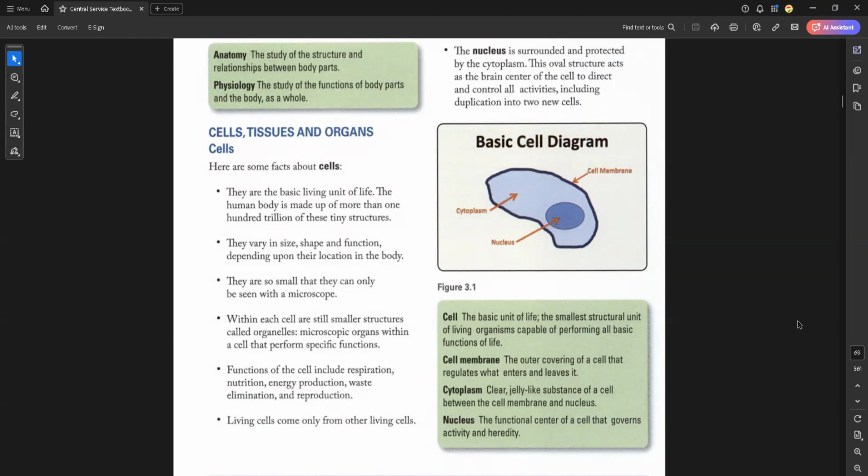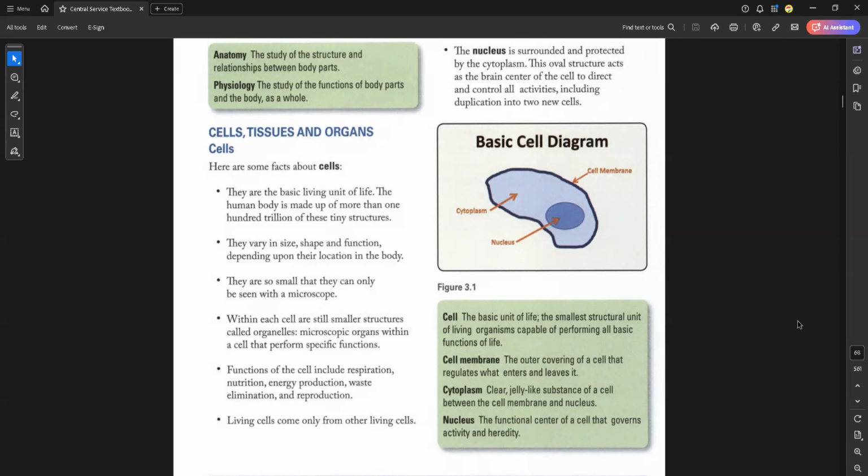So if I eat kenkey, rice, banku, fufu, all of these are going to be taken by the cells. Because we said cells are the basic unit of life, meaning that the cells must be surviving for us, the human beings, to survive. Living cells come only from other living cells. Very interesting. Now, let's look at the diagram.